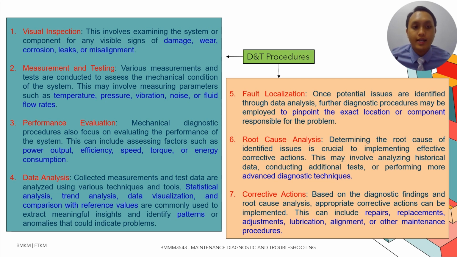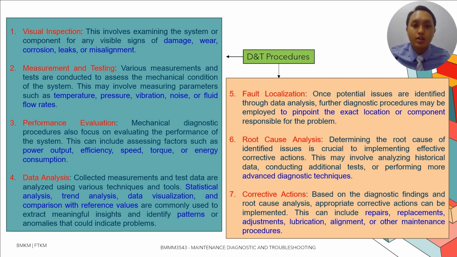And then the next is performance evaluation. This can include assessing factors such as the efficiency of the component, speed, torque, and energy consumption. We can see whether it is in good condition or not. And the fourth is data analysis, which compares statistical data or trend analysis with a reference. And next is fault localization. Once potential issues are identified through data analysis, we can pinpoint the exact location or component responsible for the problem.